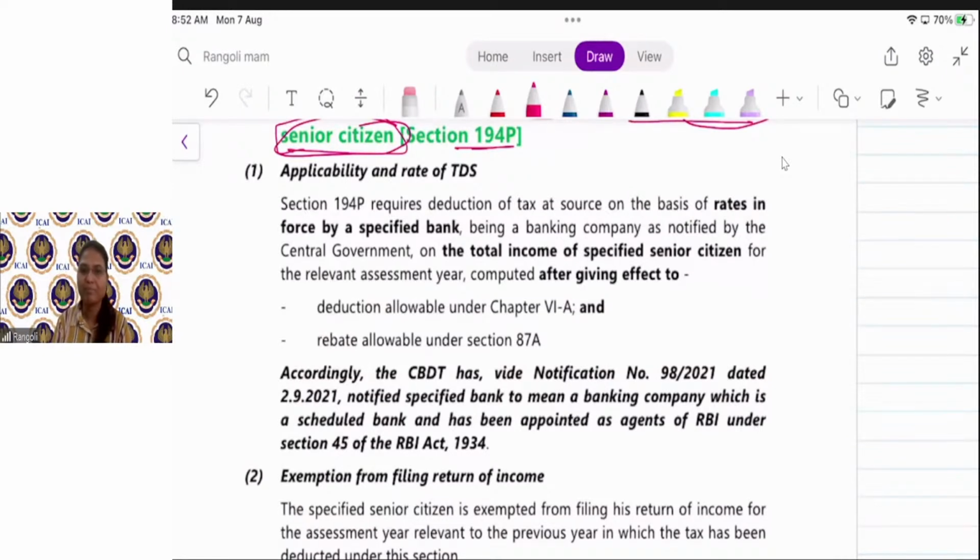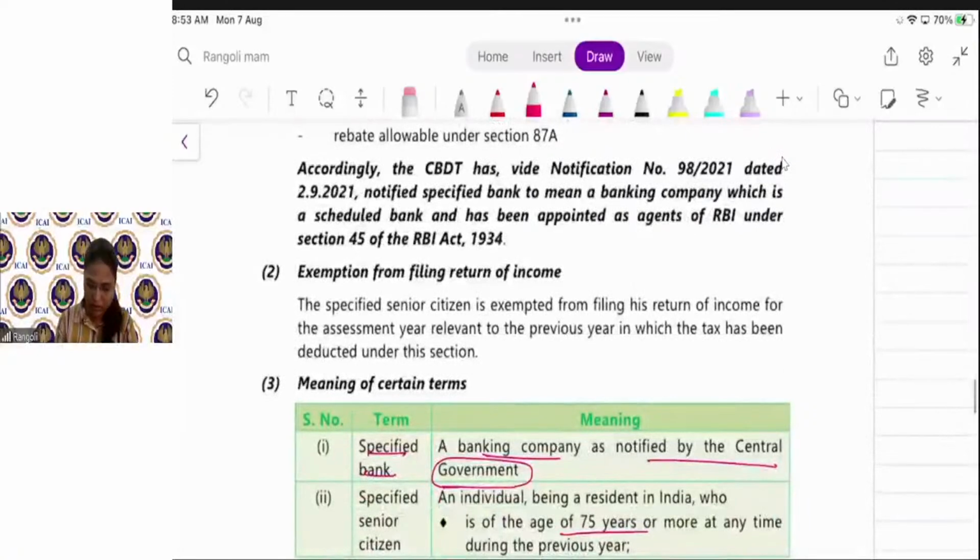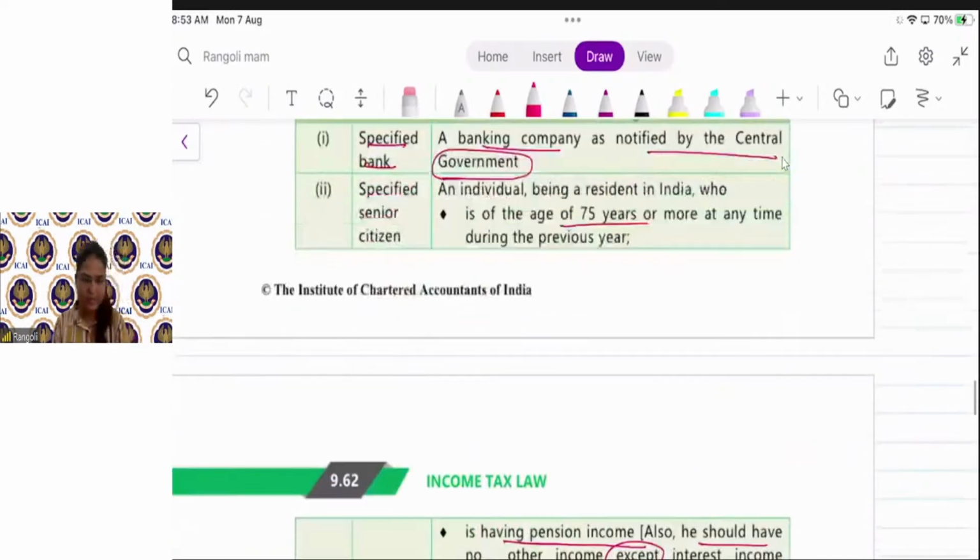So what will the bank do? Bank will determine his income, that is pension income plus interest income, that is his total income. They deduct the deduction allowable under chapter 6A. They will consider the rebate under 87A, and whatever tax liability comes, they will deduct TDS, exactly the amount of tax liability, and deposit the same to the government. So in that case, the senior citizen is not required to file his return of income. Is that clear? Let us discuss illustration number 11. You will get better understanding.